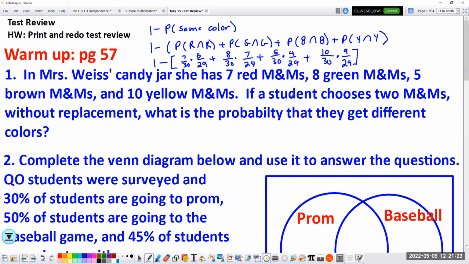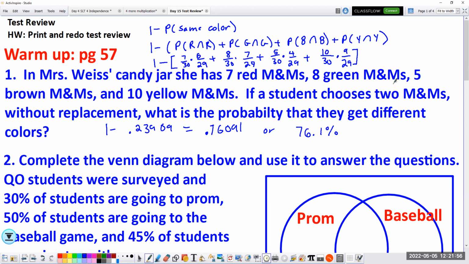So if we put all of this in our calculator, now I didn't do the 1 minus first. First, I did all the fraction work, like the 7 out of 30, the 6 out of 29 plus 8 out of 30 times 7 out of 29. I did all that. And I ended up with 1 minus 0.23909, which gives me a final probability of getting different colors of 0.76091 or 76.1%.